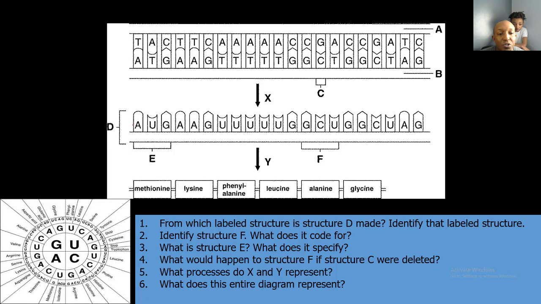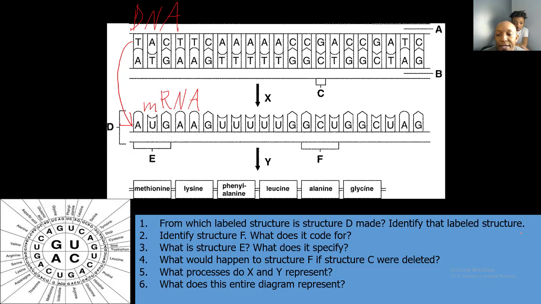If you notice in structure D, we have AUG. And if you look up top, we have TAC. This T goes with this A goes with this U, and this C goes with this G. This information is coming from the DNA that's located in the nucleus. So this DNA is being transcribed into messenger RNA right here at point D, or structure D.